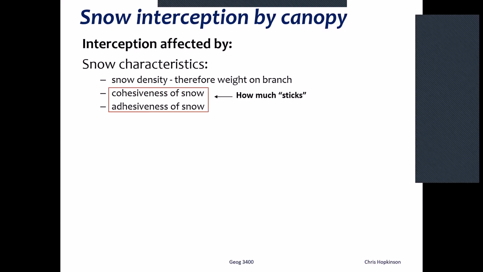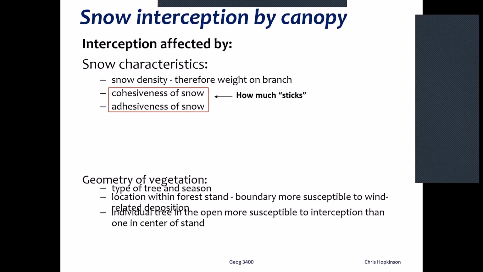Now, what I mean by that is how warm or cold the snow is going to influence its density. It's going to influence its ability to stick to other snow grains or to stick to other surfaces. So a warmer, wetter snow is likely to stick to things better than a dry and very light snow. So the snowpack characteristics are going to play a role.